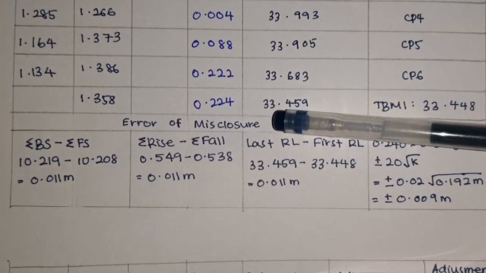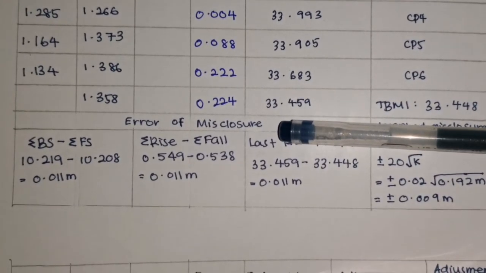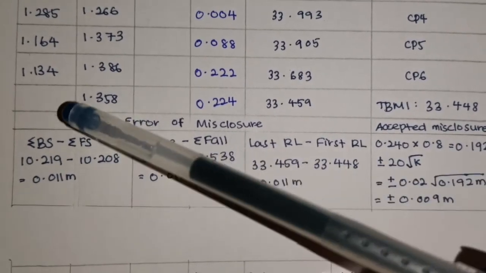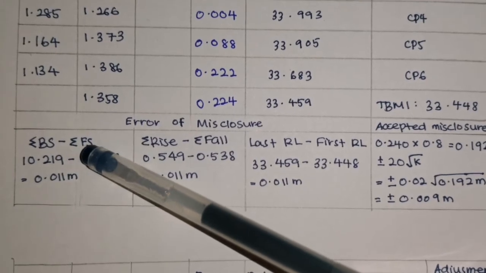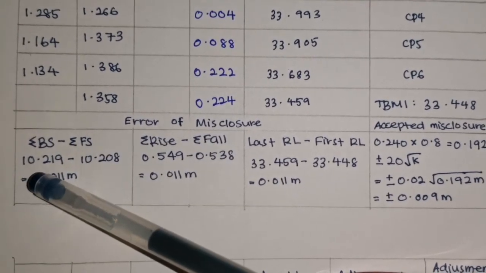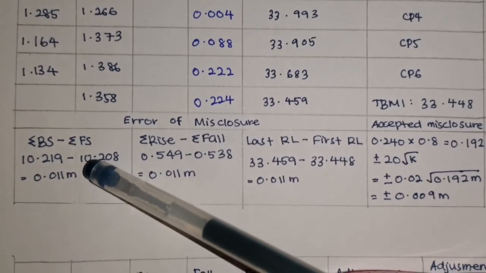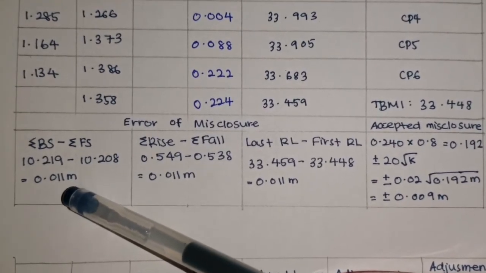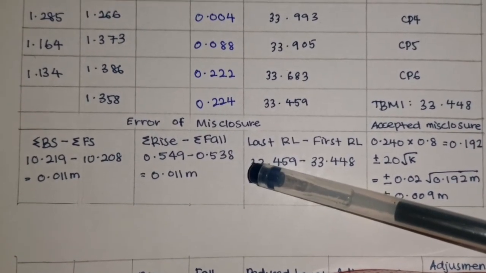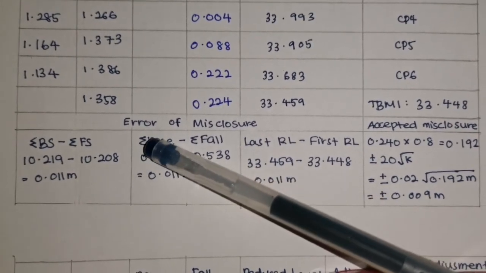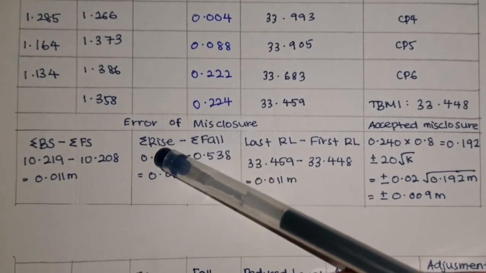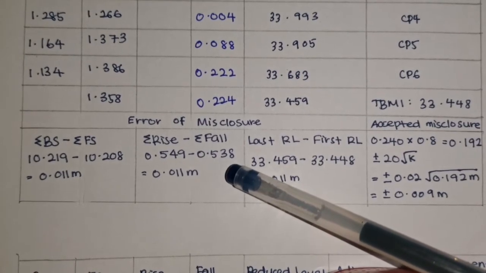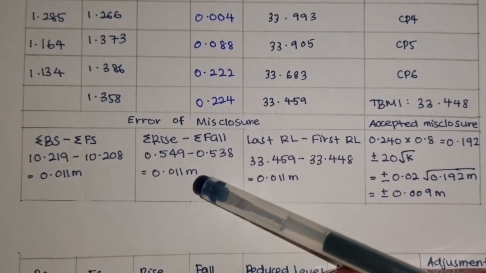This is the error of misclosure. We can get the error of misclosure from these three methods. Total of BS minus total of FS, that is 10.219 minus 10.208. Then we get 0.011 meter. Then the second method, that is total of rise minus total of fall, that is 0.549 minus 0.538. Then we get 0.011 meter.